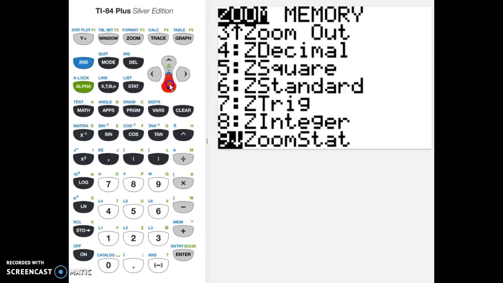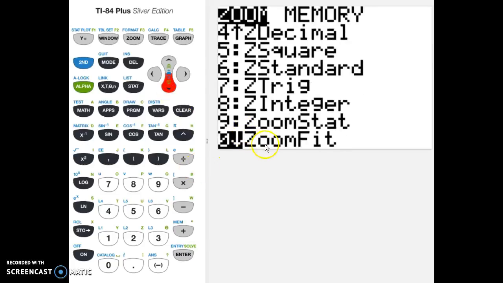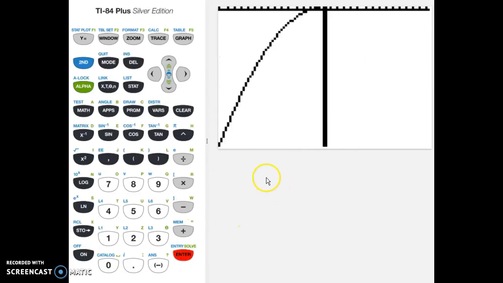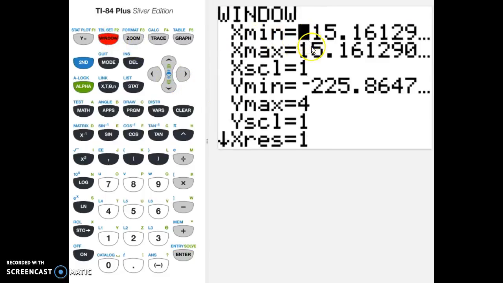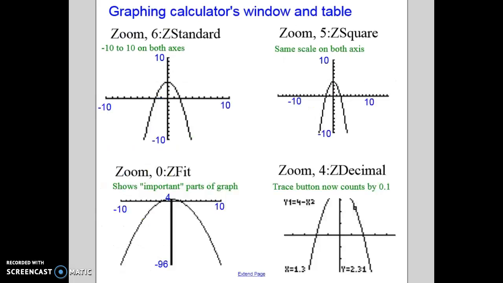Basically, your calculator will just make up a window that it thinks might be good for the graph you're looking at. So you can see for this one, it kind of just tries to show you what it thinks are the important parts of the graph. Or it shows you the whole graph from -10 to 10. But if you look at the window here, it's kind of weird. It goes from -15 to 15, and then y minimum is down at -2 25. Here's one that earlier when I did zoom fit, I got these numbers. So I don't use that as much.